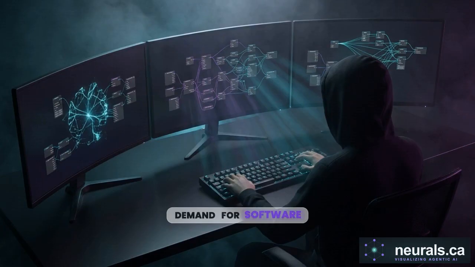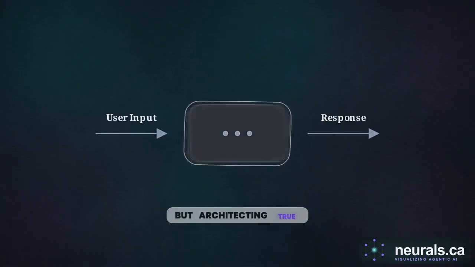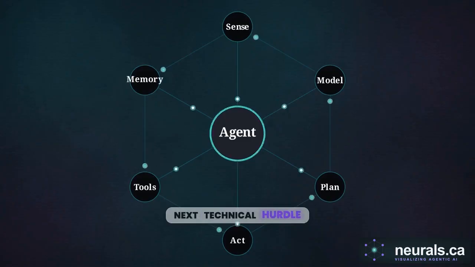The demand for software engineers who can build these robust, stateful systems is surging. Prompt engineering is a start, but architecting true autonomy is the next technical hurdle.